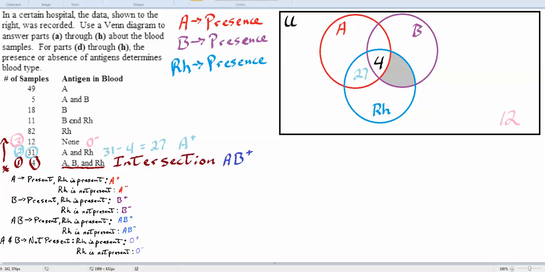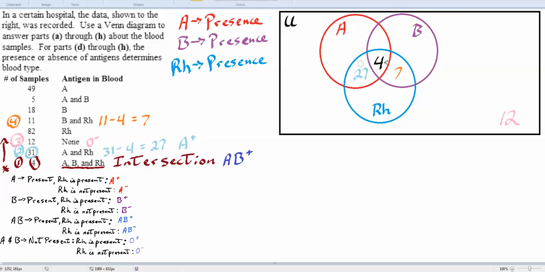And notice that if we move up the list just one more, we will be looking at this one right here. And this is the one we're going to do fourth, B and RH. And since we already have 4 people, the B and RH will be 11 minus 4, which will be equal to 7. So we will put 7 right there.